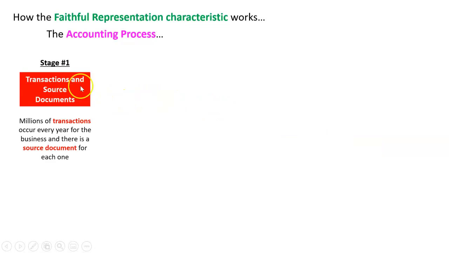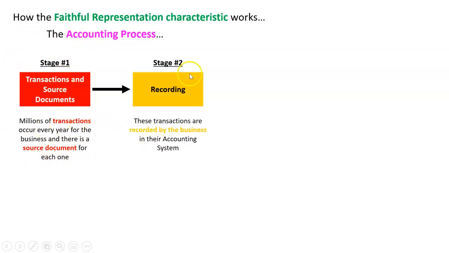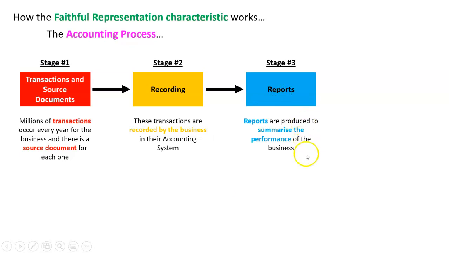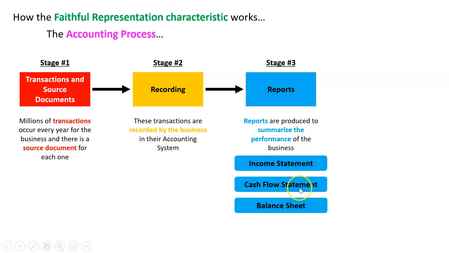So we'll say the first thing that happens in the business is you have transactions. When you have transactions, there's source documents. So you make a sale, you pay some wages, you take out a loan, etc. Millions of these every year for every business. What's stage 2? Well, we've got to record that. So that's where we come in, the accounting and the accounting system. Then what? At the end of the period, we've got to do our reports. And we've got 3. Income statement, cash flow statement, balance sheet.